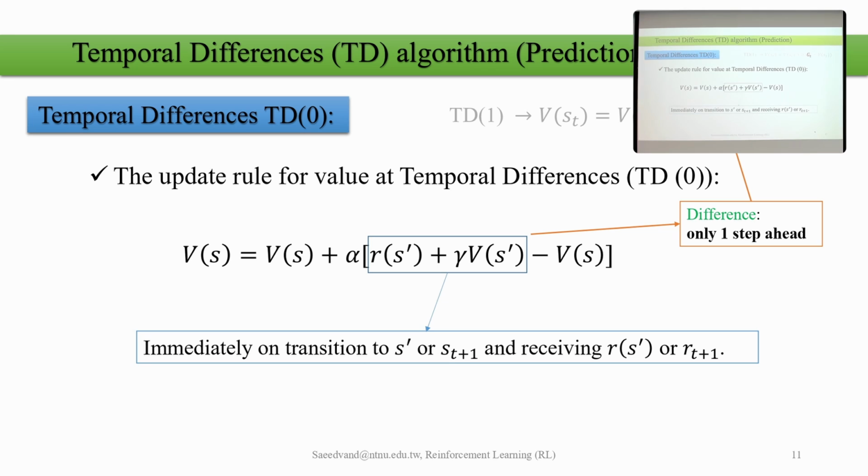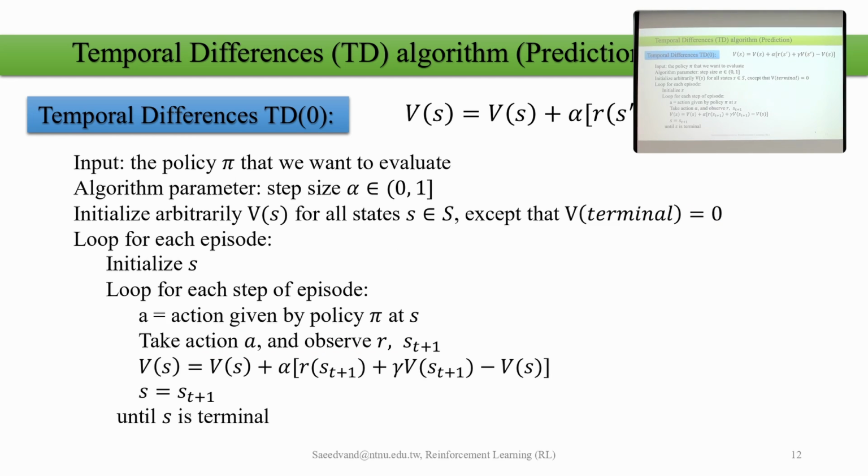Is the term clear for everybody? Any question? Again, we have a discounted term, a discounted value, but only for one step. So in order to implement it, again, the same procedure, similar to Monte Carlo, but the update rule of the value is changed, and there is only a one-step difference ahead.